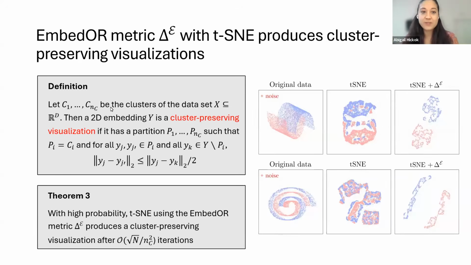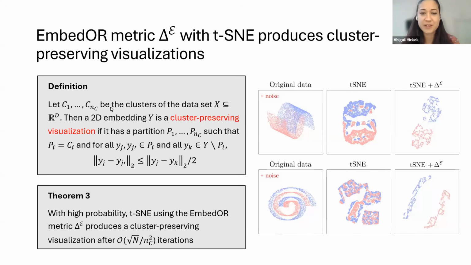Okay, and then our third theorem is basically a corollary of those previous two results plus the result for t-SNE. So this says that if we use t-SNE with the embedder metric, we get a nice cluster-preserving visualization, which I can now define a little bit more precisely: our embedding has a partition of points that correspond to the clusters or components in the manifold, such that the intra-cluster distances are significantly smaller than the inter-cluster distances. And you can see on the right here, these are the datasets that t-SNE struggled with. On the right, we see t-SNE plus the embedder metric does a great job of separating these two components in each dataset.